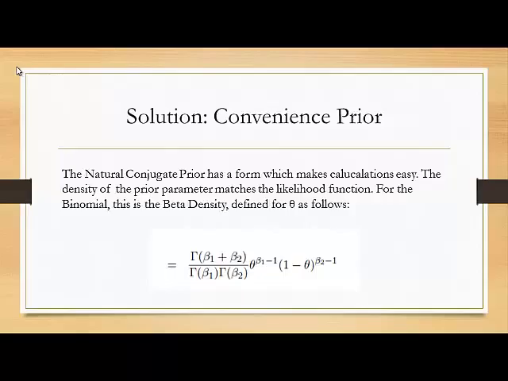So it turns out that for the binomial density, the natural conjugate is called the beta density, which is defined as gamma of beta 1 plus beta 2, over gamma of beta 1 times gamma of beta 2. So now what happens is that when people who are non-mathematicians look at this, then they faint.